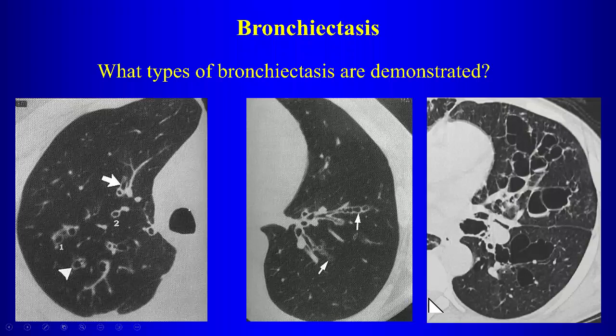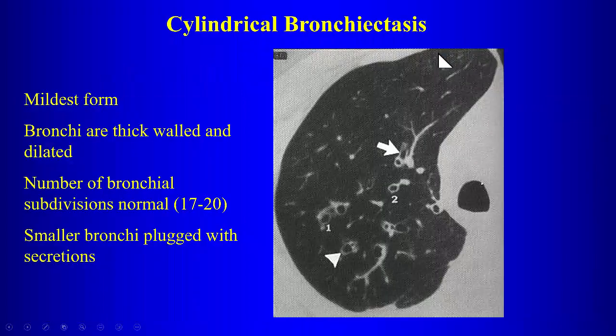It doesn't really relate to the cause of the bronchiectasis, but it's descriptive in terms of what the bronchiectasis looks like. So cylindrical bronchiectasis is the mildest form of bronchiectasis. Usually, the airway should be the same size as the accompanying vessel. When it's slightly larger, then we call that cylindrical bronchiectasis. And the number of bronchial subdivisions distally are still usually normal, so the distal airways are not really severely damaged.